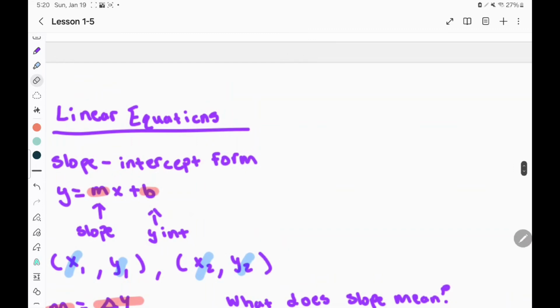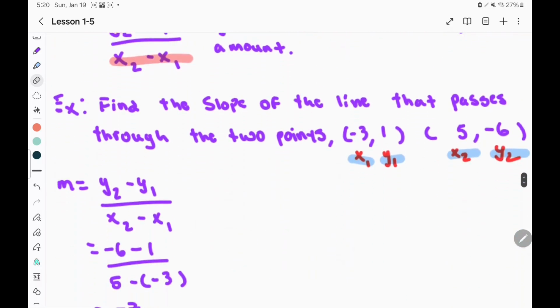Scrolling up above, I did talk about that up here. So we can automatically read off what the y-intercept is, and we can obviously read off what the slope is. That's what's really, really nice about slope-intercept form.